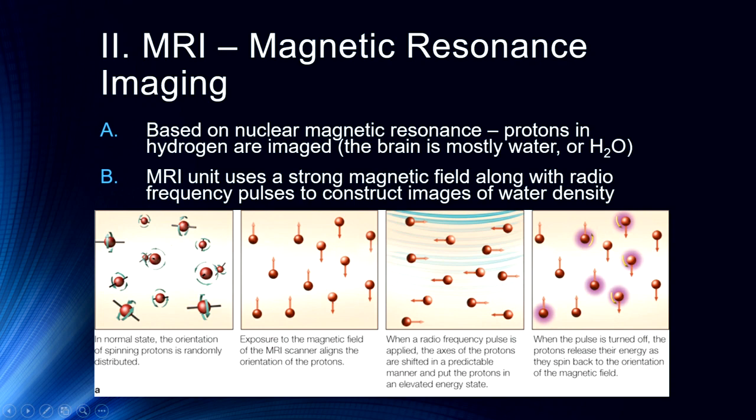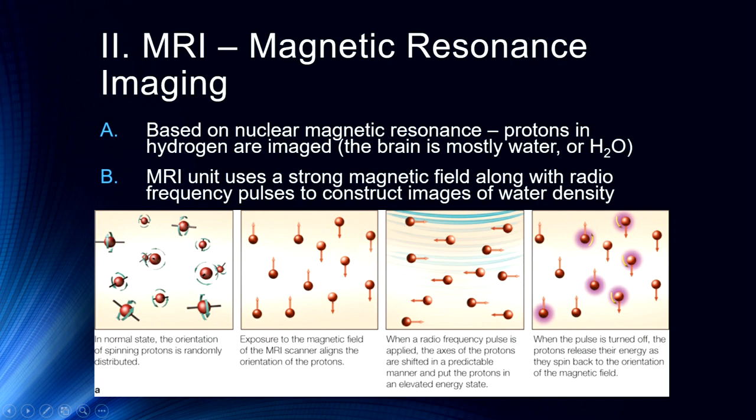Basically what we have in our normal state, protons are spinning in a random sort of way. We expose them then to a strong magnetic field, which makes them align with those magnetic poles. We then apply a radio frequency, and the axes of the protons are shifted in a very predictable manner, and these put the protons in an elevated energy state. And if you remember from basic chemistry, when you put something into an elevated energy state, what it wants to do is get rid of that energy. So it's going to give off that energy.